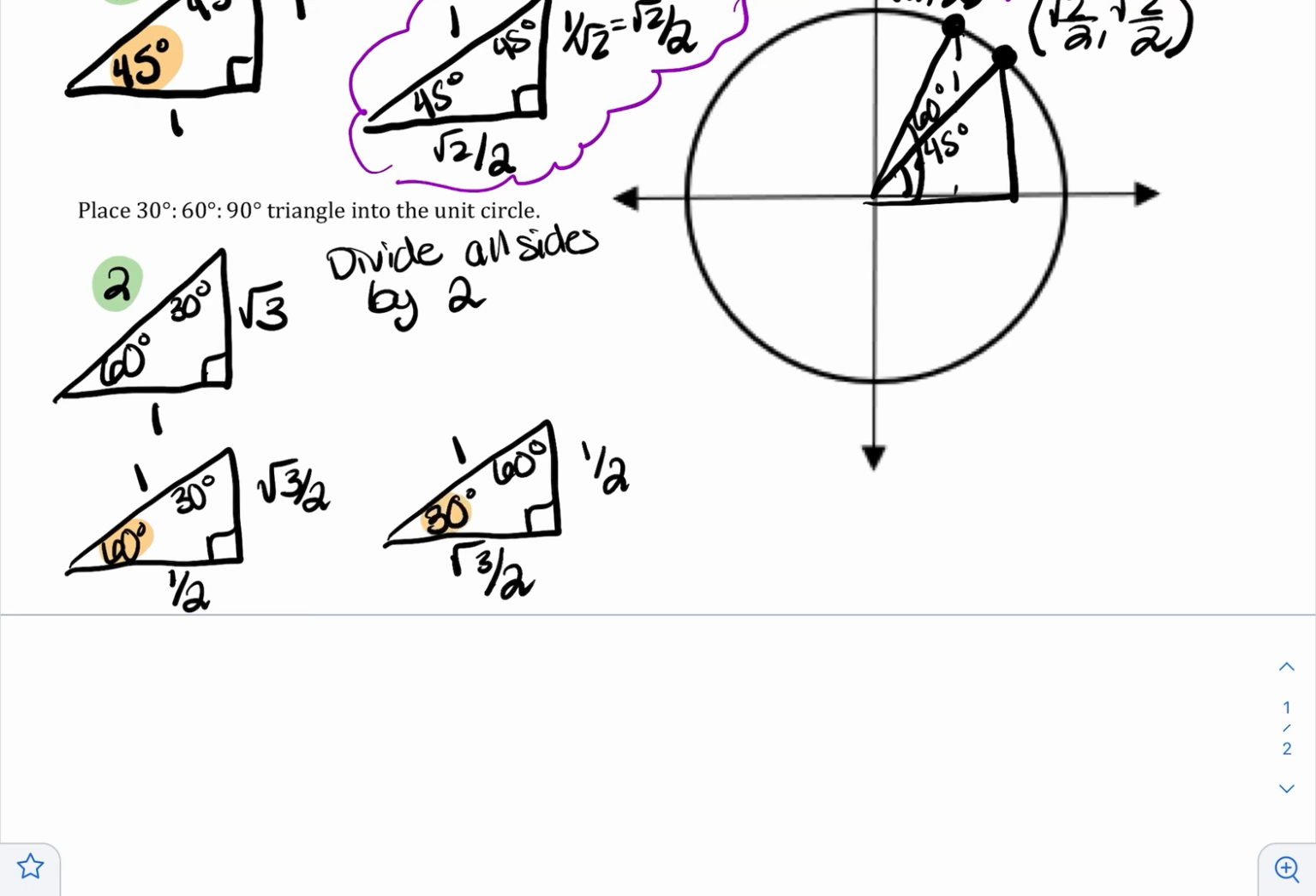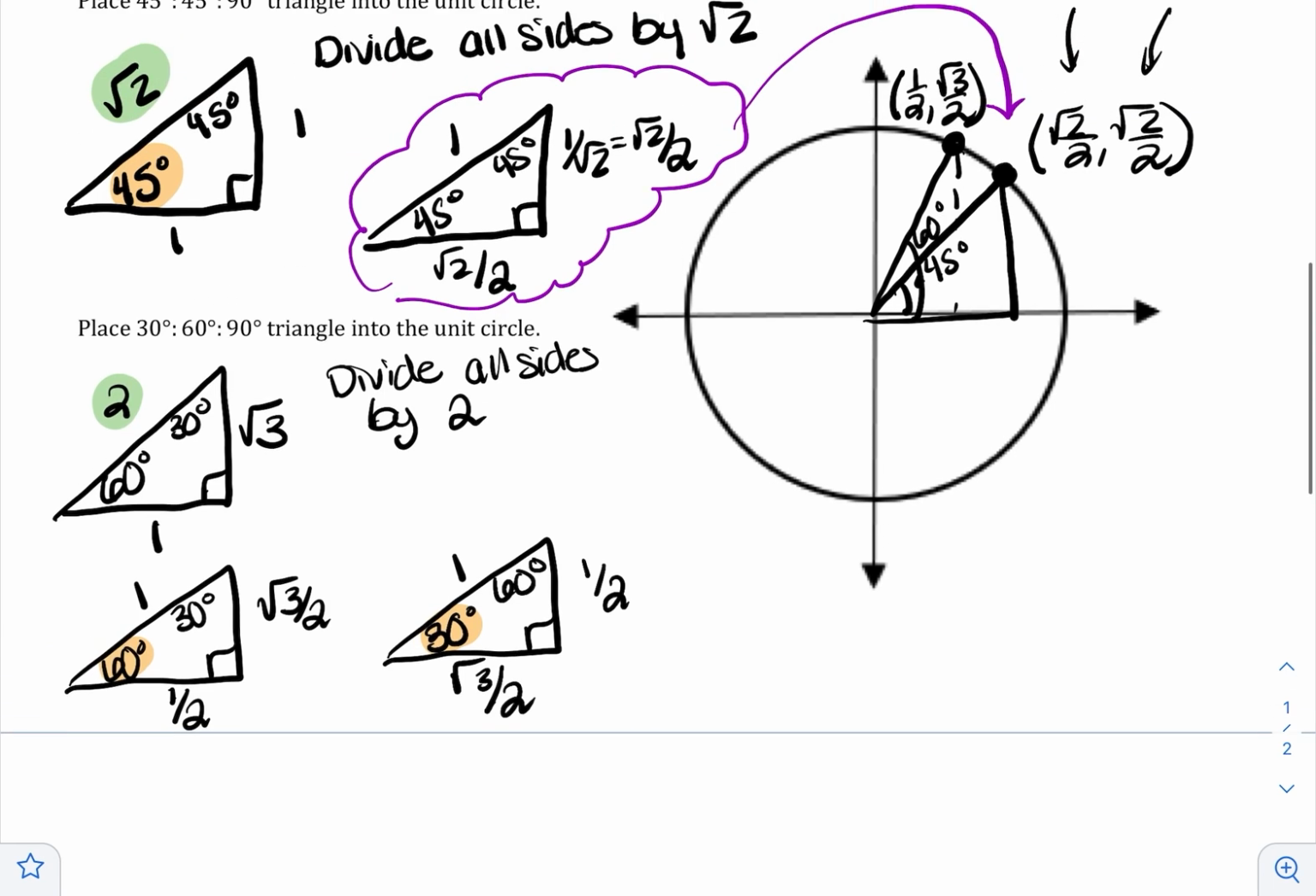So now I can take the 30 degrees. So that's going to be over here. So my 30 degrees is going to be right here. And to the left, right, I'm going a positive radical 3 over 2. And up, down, I'm going 1/2. So here are the points that correspond on the unit circle.